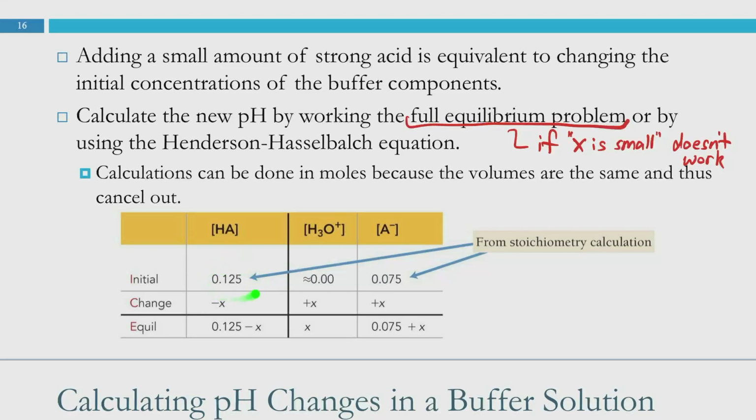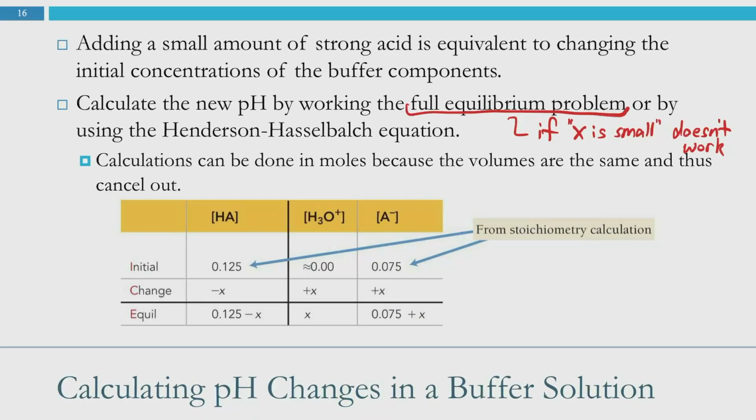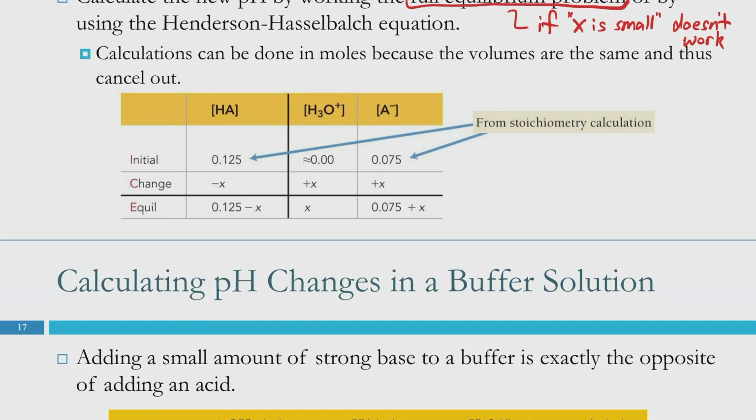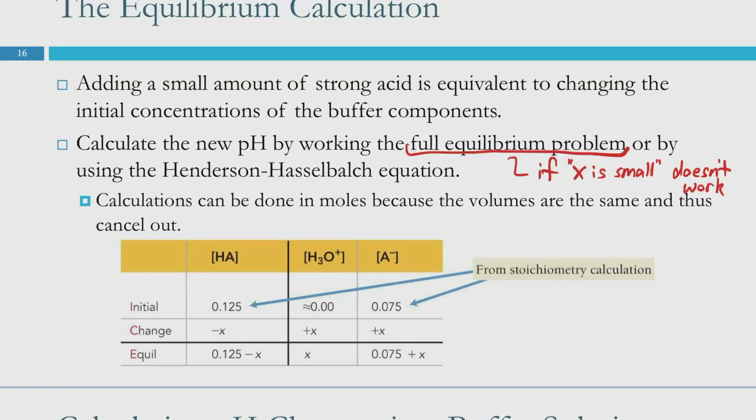Our initial concentrations from the previous problem are 0.125 of our acid. We used up all of our H+ reacting with our A-. So we've got our new amounts, the ones that we carried in from the last problem. We've got -x, plus x, plus x, like we've come to expect, know, and hate. And our equilibrium values then are what we expect. We don't have a Ka value, so we don't calculate anything here, but that's just showing how it would work.